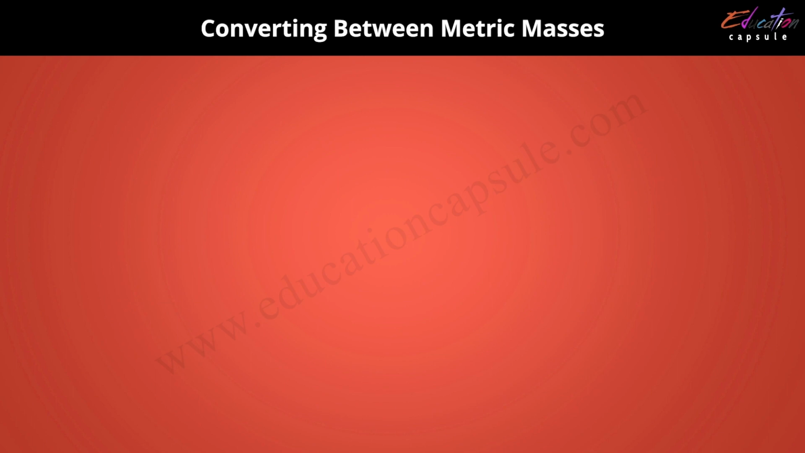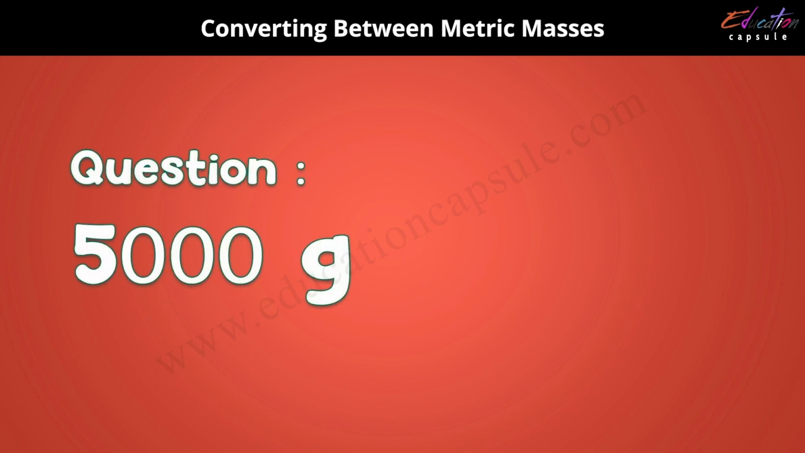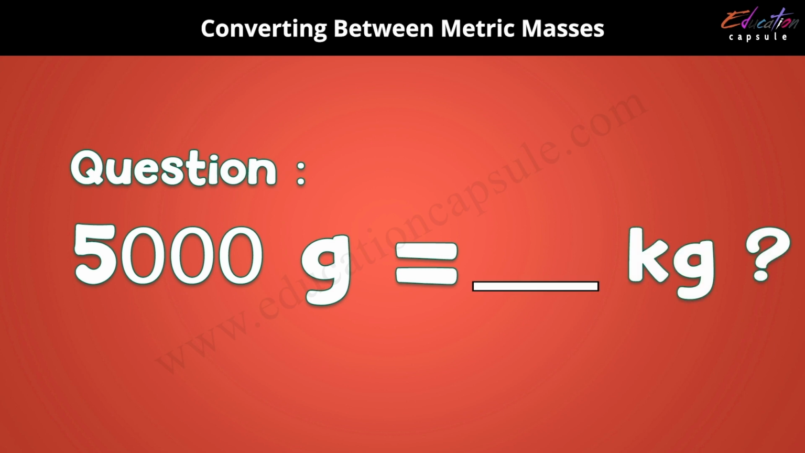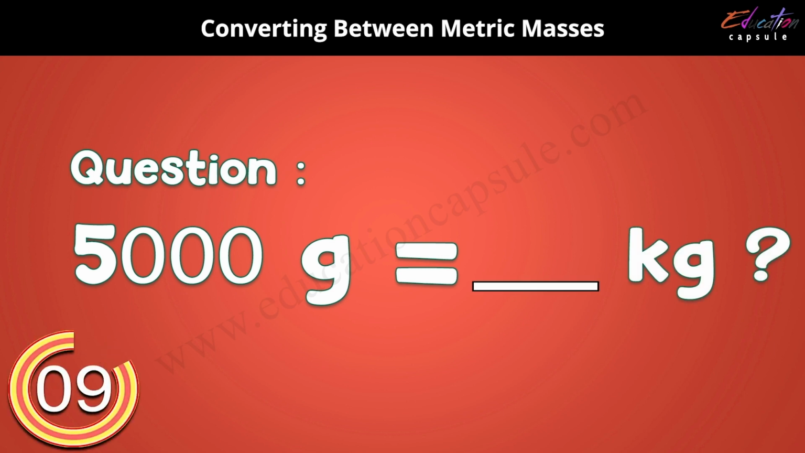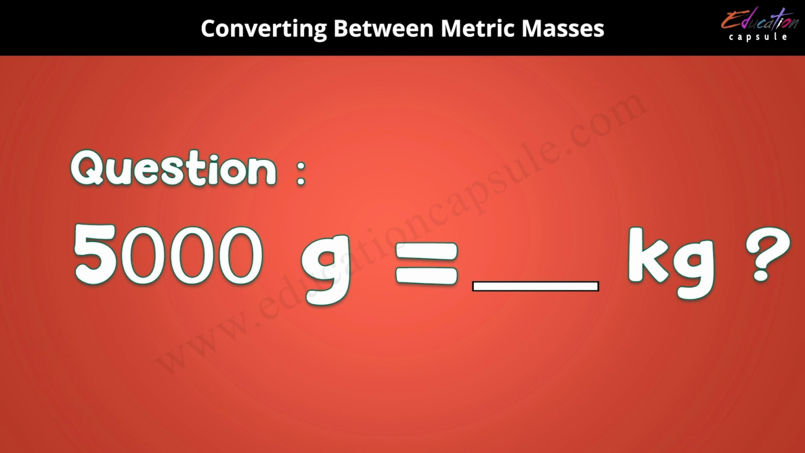Now you have 10 seconds to solve this question. 5000 grams are the same as how many kilograms? So 5000 grams are the same as 5 kilograms.